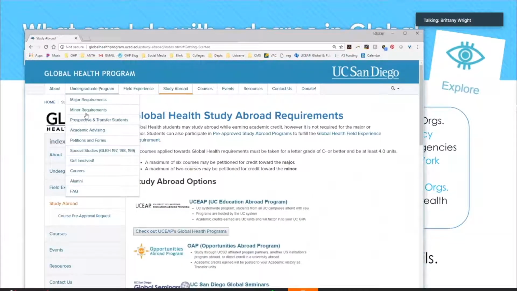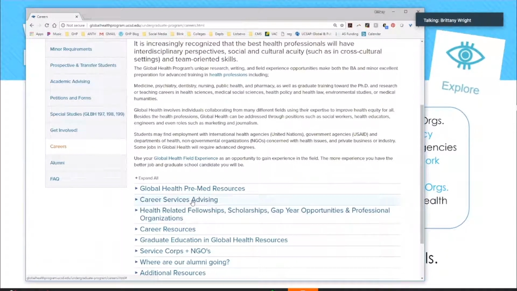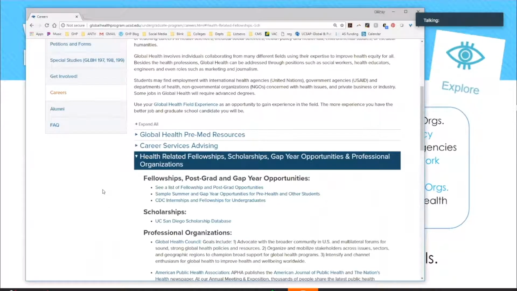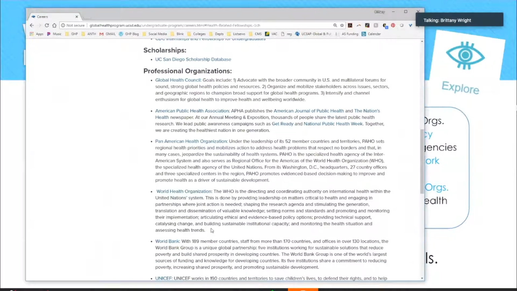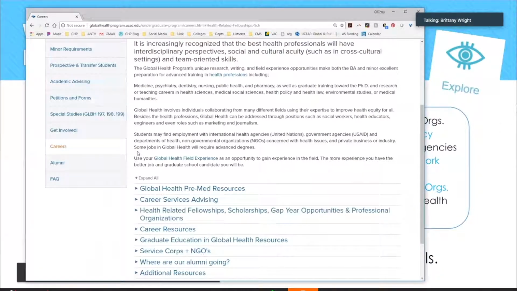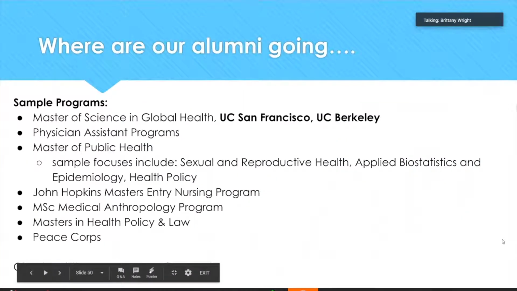If you go to undergraduate program, careers, we have many resources on here for you to get a better idea about global health employers and resources if you're looking for fellowships and post-grad opportunities, or you want to know more about the professional organizations in global health, such as the World Health Organization, Doctors Without Borders, or Global Health Council. So this is a page I'd really recommend that you explore. And we'll have events throughout the year, and the student organization will also have opportunities for you to learn more about careers in global health as well. And of course, in your classes, you'll learn more.